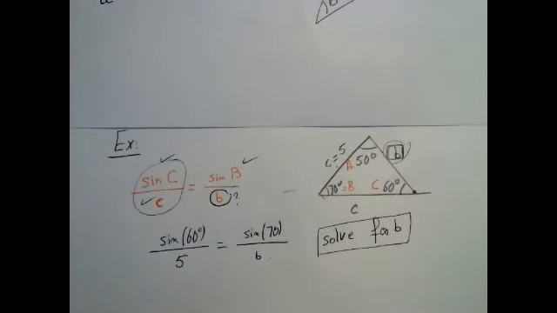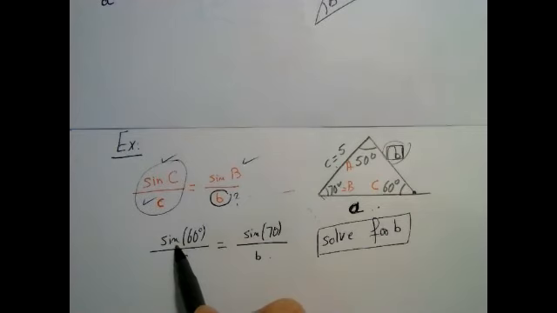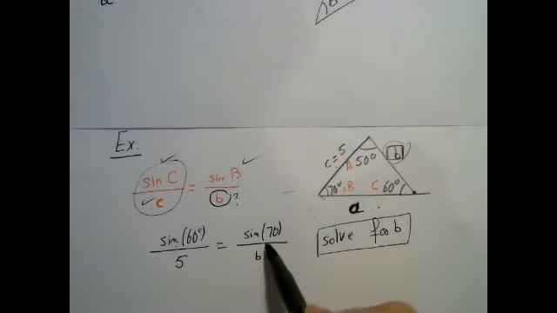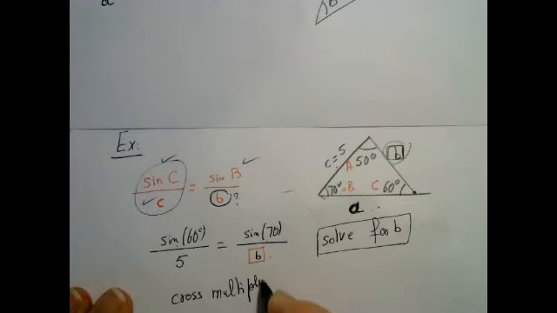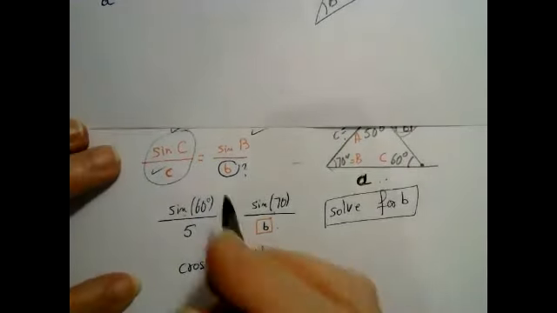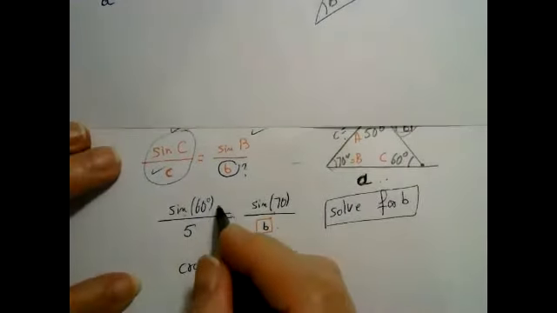All right, so now how do you want me to solve for b? Anybody have any idea? So sine 60, I know it. 5, I know. Sine 70, I know, so I have one unknown. I'm always going to put my unknown in red. One idea which is easy, and I think is the best, is cross multiply. What do I mean by that? It means I will say this times that is equal to this times this. That's usually the easiest way to do it.